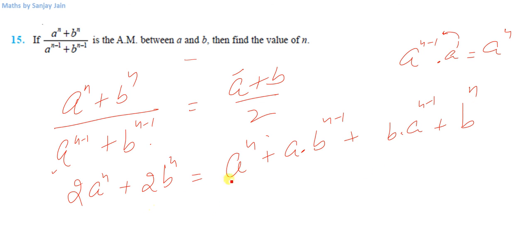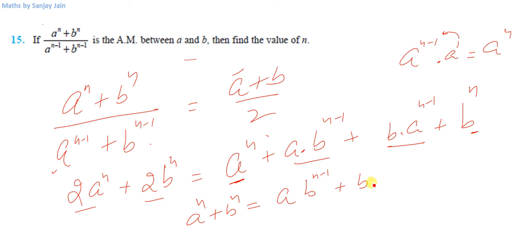Okay. So on the right hand side I have got A raised to power n plus B raised to power n, and on the left hand side I have got twice of A raised to power n plus twice of B raised to power n. So effectively A raised to power n plus B raised to power n is equal to this plus this here. And if you see, let me first write it: A into B raised to power n minus 1 plus B into A raised to power n minus 1.